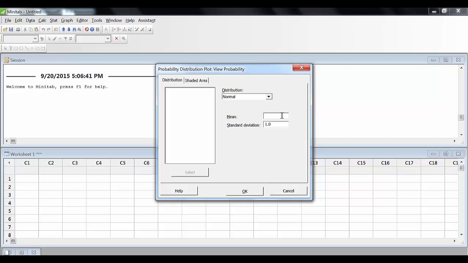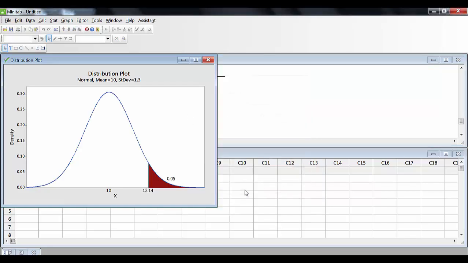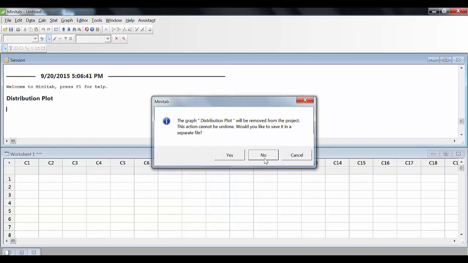You put in the mean. It requires the parameter of the mean and the standard deviation. And so right now I could just have it draw that. So let me just push OK. I get a drawing. Oh, automatically it put in the value that cuts off the top 5%. I'm not sure why it just did that on its own, but okay.